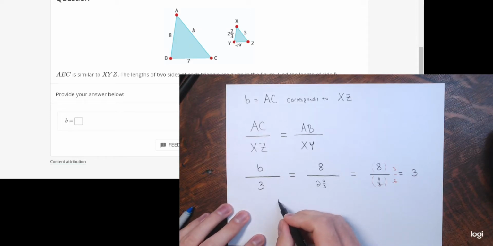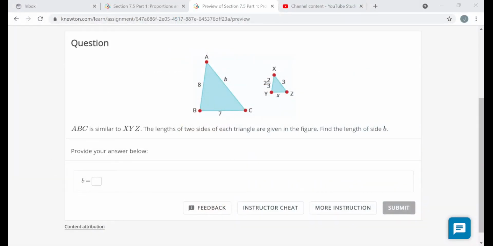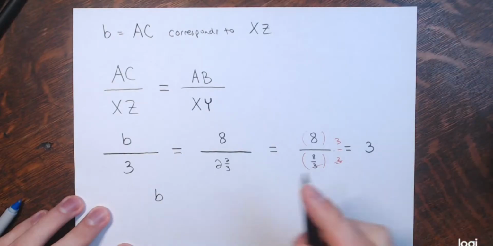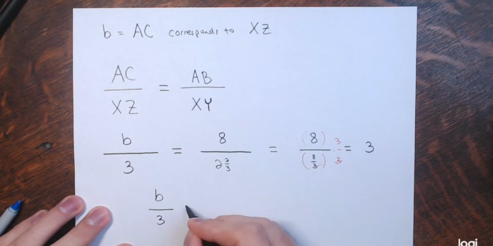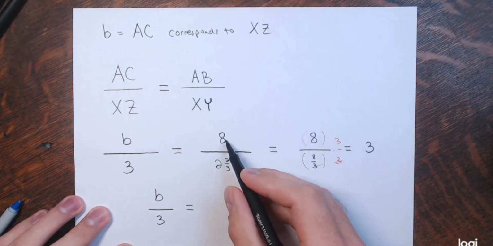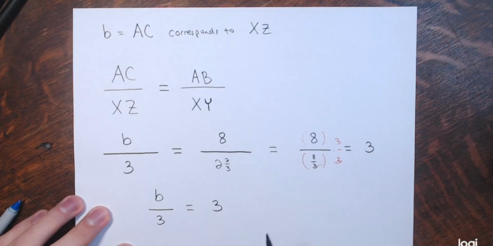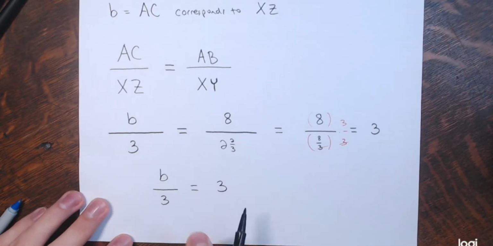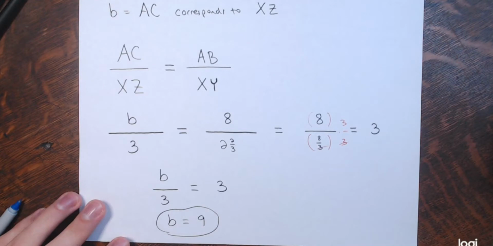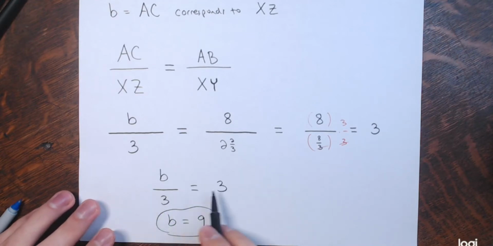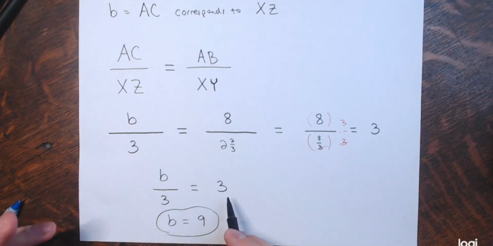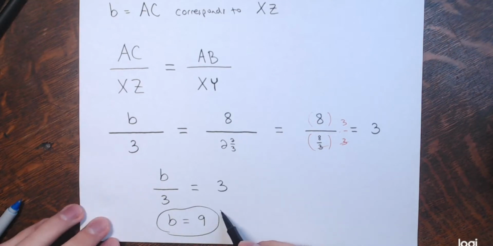We have b over 3, and I'll go make the paper bigger now. We have b over 3 equals, 8 divided by 2 2/3 is 3. And wow, I would just simply multiply both sides by 3 and get b equals 9. I hope you see that. I'm not going to write all that. LCD is 3, multiply both sides by 3. You got b on the left, 3 times 3 is 9 on the right. Check that.